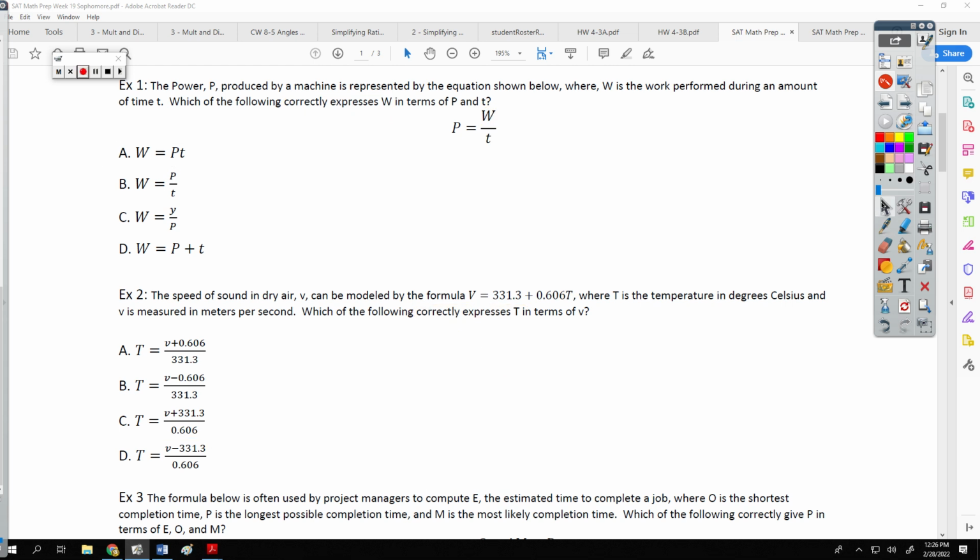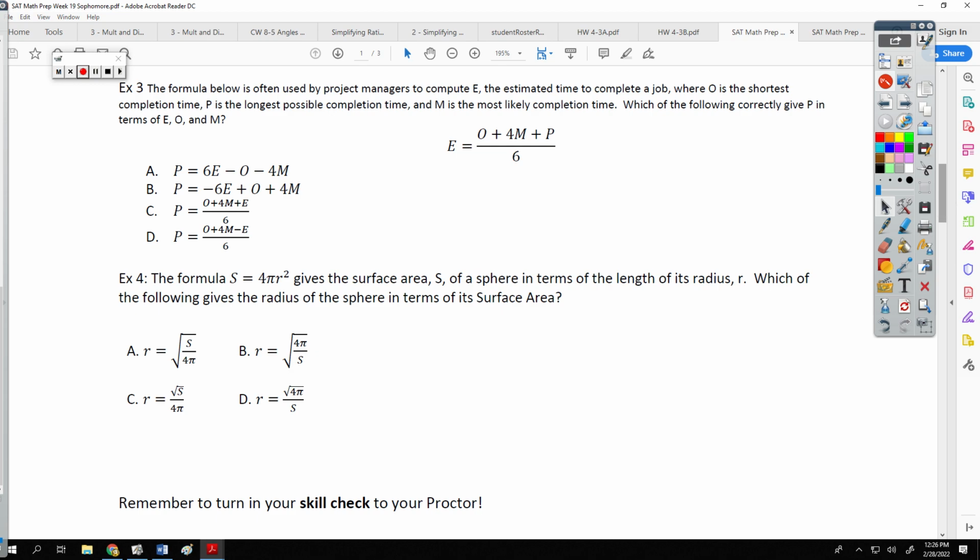Okay, example 3 says the formula below is often used by project managers to compute E, the estimated time to complete a job, where O is the shortest possible completion time, P is the longest possible completion time, and M is the most likely completion time. Which of the following correctly gives P in terms of E, O, and M?